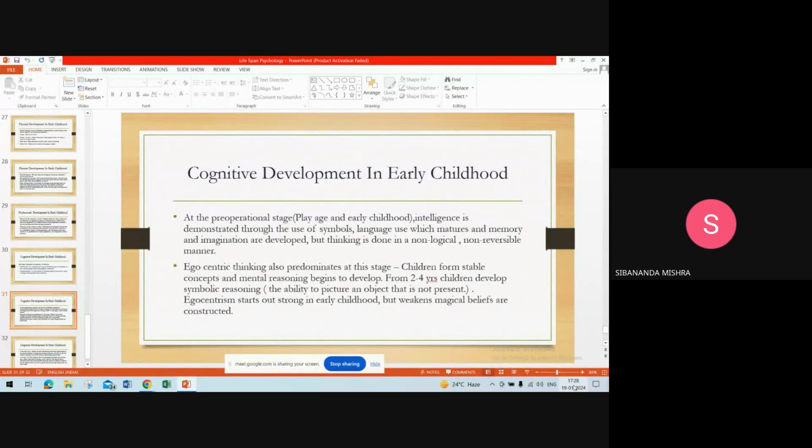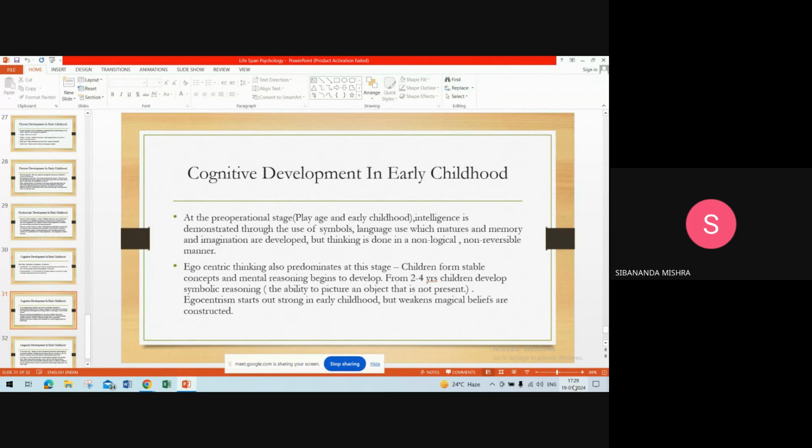that is called symbolic thinking. Another is egocentric thinking, also predominates children from stable concept to mental reasoning. But weak, magical beliefs are constructed. Gradually, wo different beliefs uska dimag mein aata hai. Phir child has forgotten.